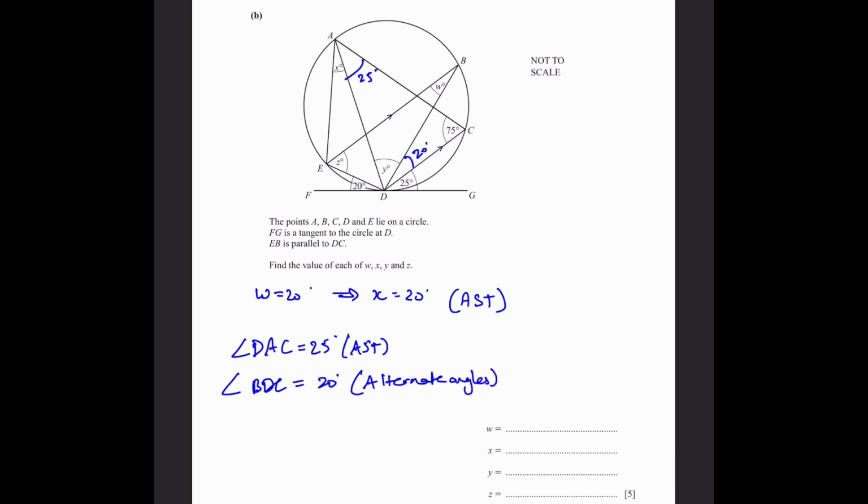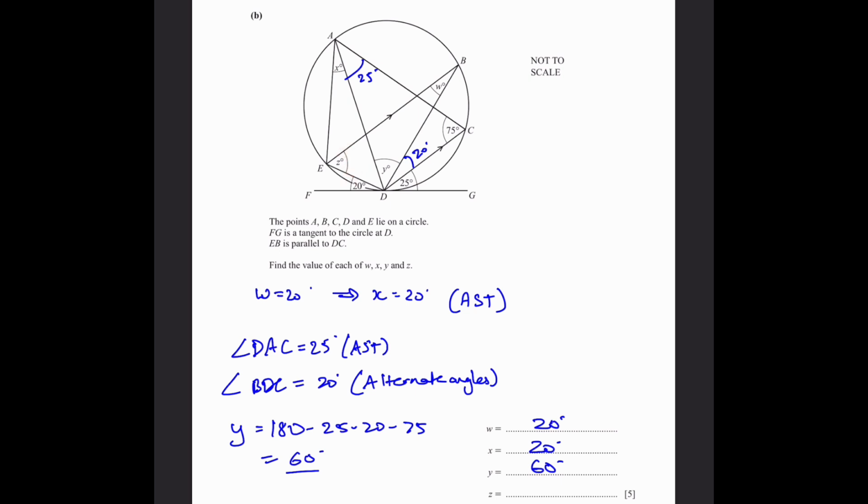because of the parallel lines we found. Therefore, this angle Y is going to be equal to 180 minus all the angles we have, 25, 20, and 75 inside this triangle, and therefore we get 60 degrees. So W and X are 20 degrees and Y is 60 degrees. Now one more angle is left. Of course, it's angle Z.